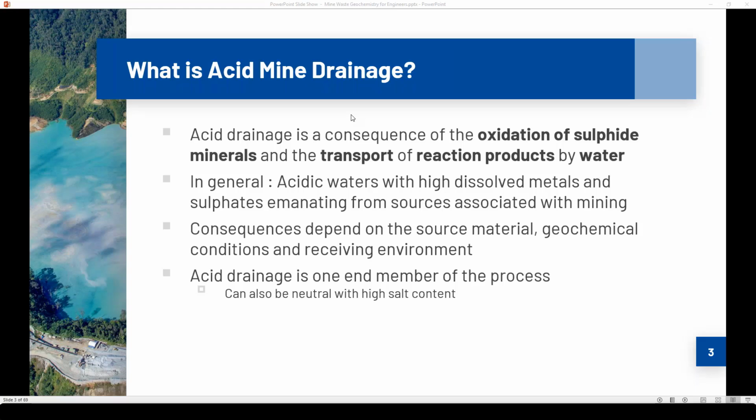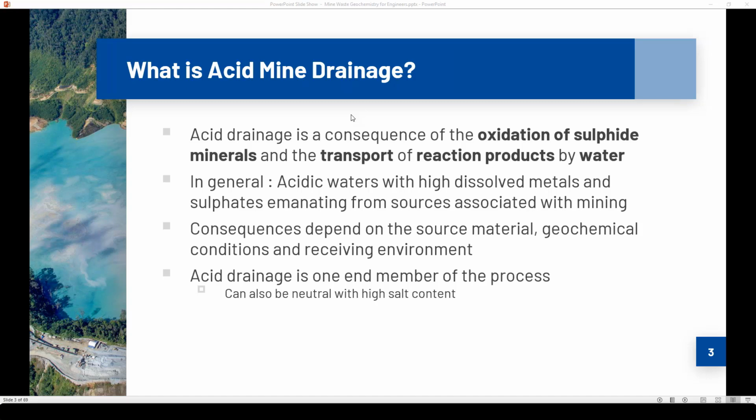So what is acid mine drainage or acid rock drainage? Well, this is probably the most important slide to look at because we will be coming back to it over several slides throughout the presentation. It is the consequence of the oxidation of sulfide minerals and the transport of the reaction products from the oxidation reaction, usually by water. In general, what this results in is acidic waters with a high dissolved metal content, usually associated with sulfates, and on a mine site, usually associated with mine waste sources or with the mine voids themselves.